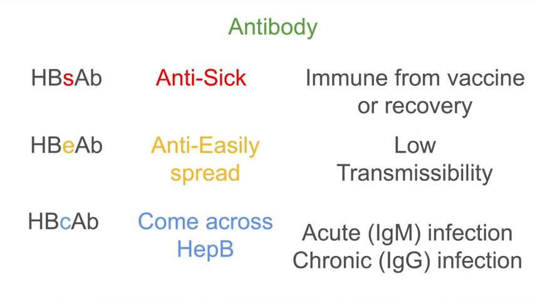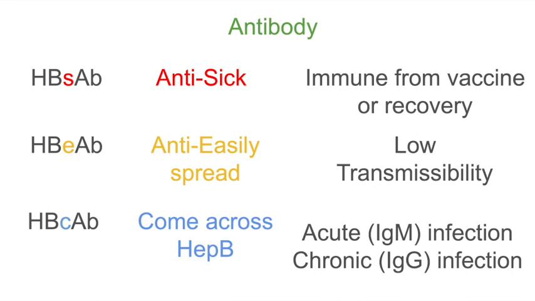So the surface antibody is anti-sick. You are immune either from receiving the vaccine or recovery from a previous infection. Hepatitis E antibody means you're anti-easily spread. There's a low transmissibility. The core antibody means that you have come across hepatitis B before, whether that's an acute or chronic infection. Okay, now that that's broken down a bit more easily, let's do 3 practice questions.